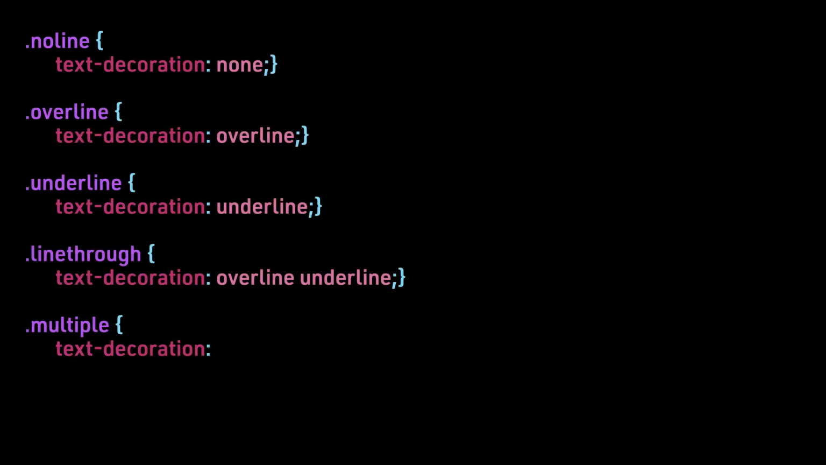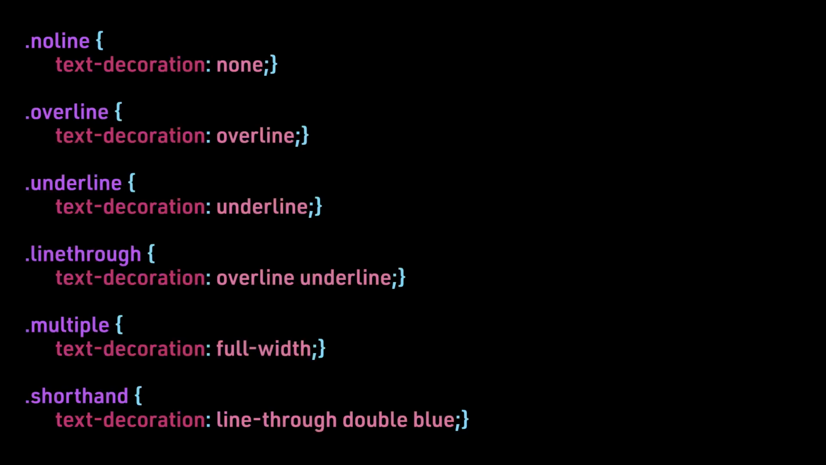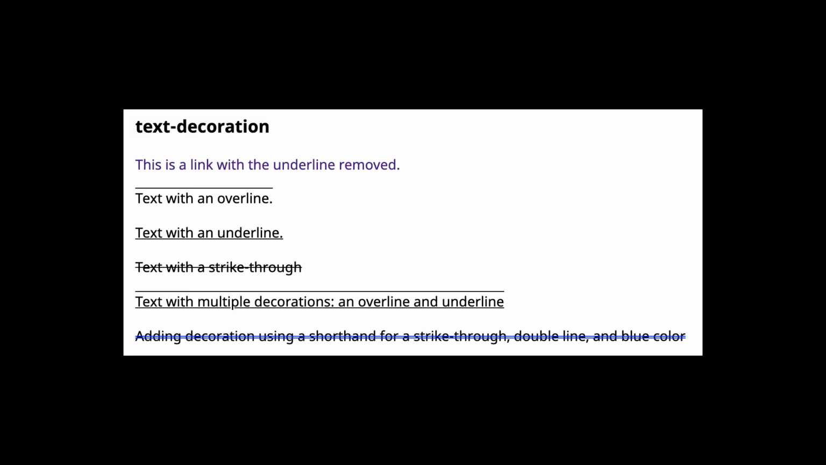Here's the CSS, text decoration none. In this case, we aren't using a class called none because we use that for our text transform. So we have created instead a different class called .noline. For .multiple, you see that we are adding both an overline and an underline. And for .shorthand, you can see that we use line through to create the strike through, double to create a double line, and blue to change the color. And this is how it would all display.